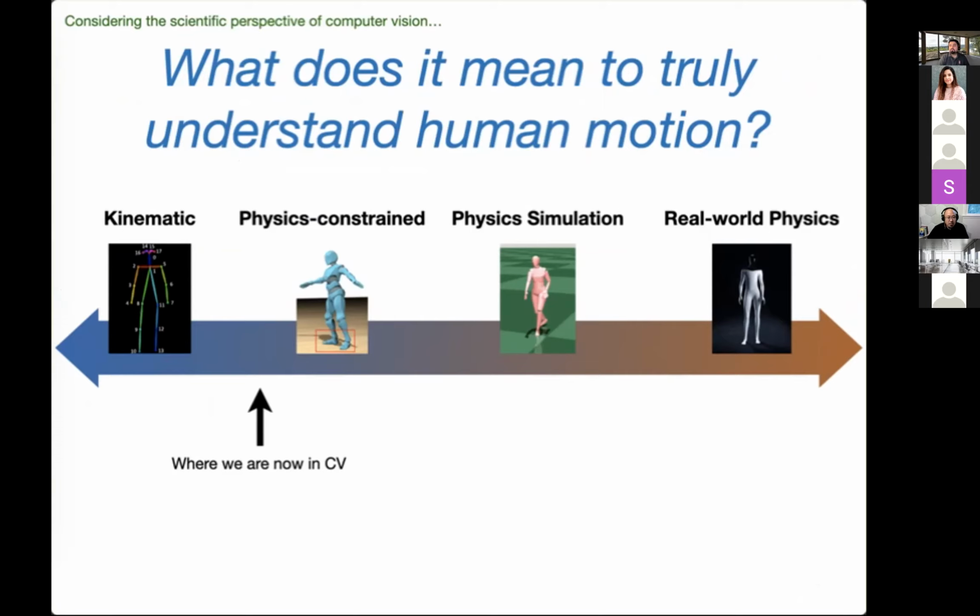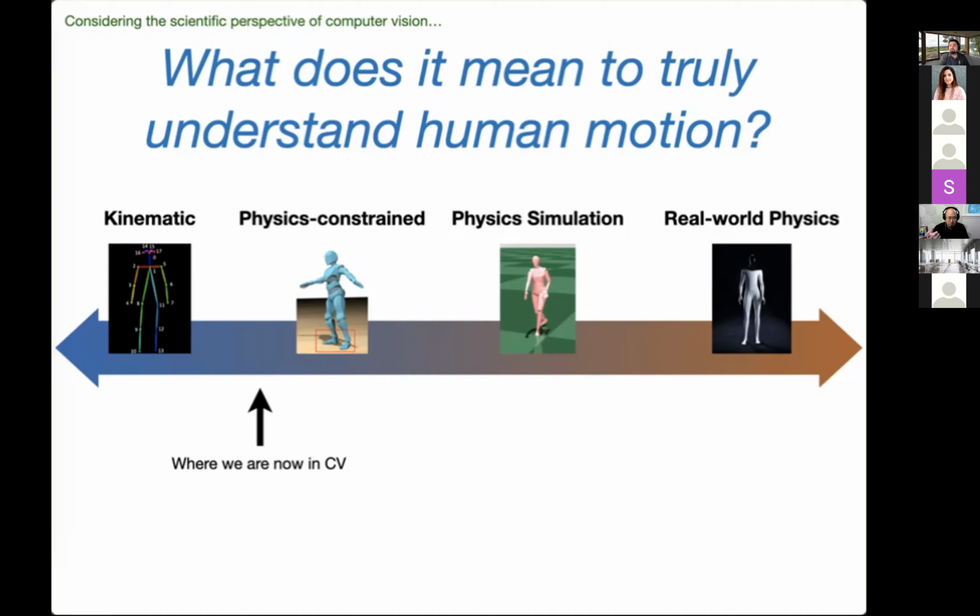Like I said earlier, we're probably on the spectrum somewhere around here in CV. I think there's been a lot of work in kinematic modeling. First it started with 2D pose detectors and then temporal constraints, and we have many methods that try to match human motion to observations.